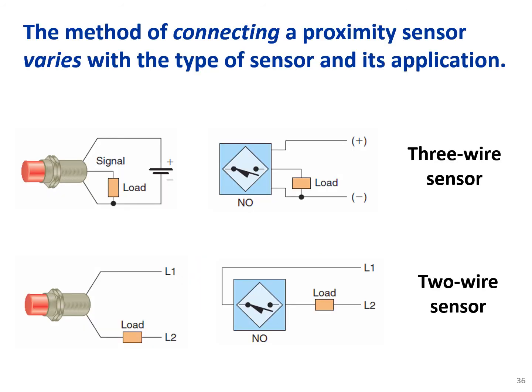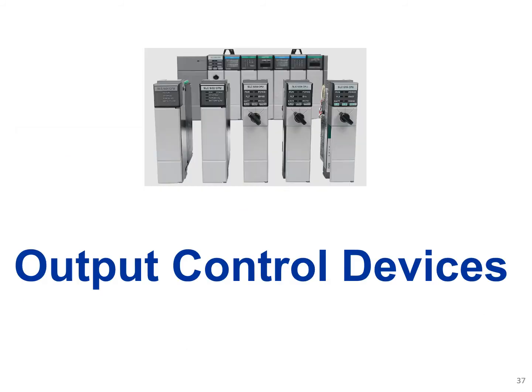Sensors. The method of connecting proximity sensors varies with the type of sensor and its application. So here, for example, we have a 3-wire sensor or 2-wire sensor. It's beyond the topic of our lecture to go into the detail of wiring and the different types of wiring here, but basically this slide shows us a variety of, for example, proximity sensors and how they could be connected in case of the 3-wire or 2-wire systems.